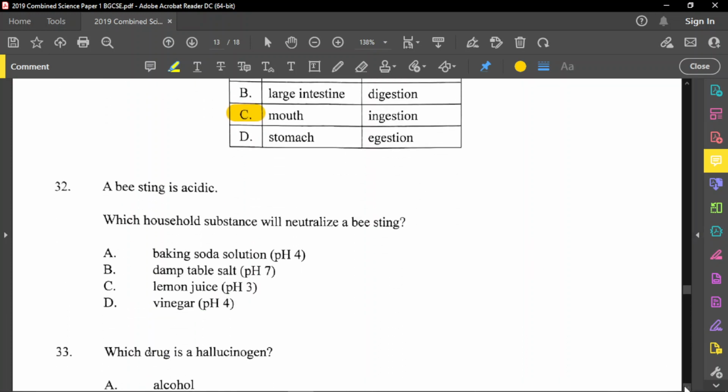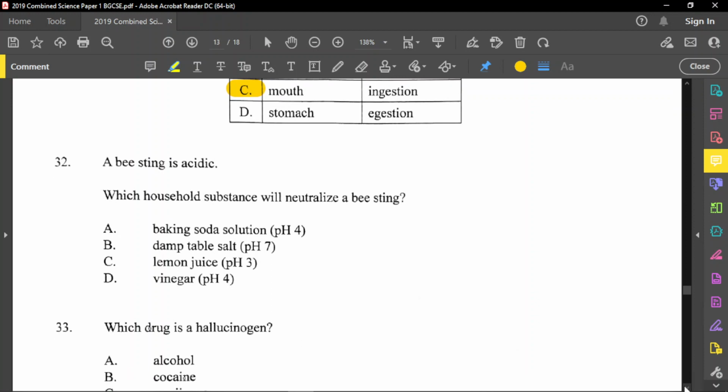Number 32. A bee sting is acidic. So if a bee sting is acidic, it said which household substance will neutralize a bee sting? All right, and I want to tell you right now, if a bee sting is acidic, I'm going to neutralize it. None of these things shown are actually correct based on the pH values. Because what neutralizes an acid will be a base, right? But I'm going to show you there's a little mistake here though. All right, truthfully, the household substance that breaks down a bee sting is actually baking soda, right?